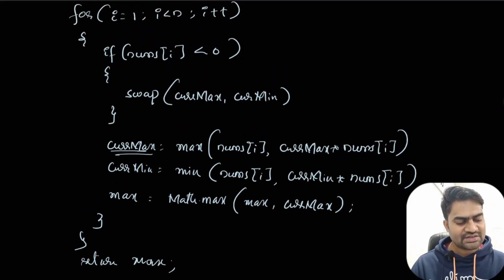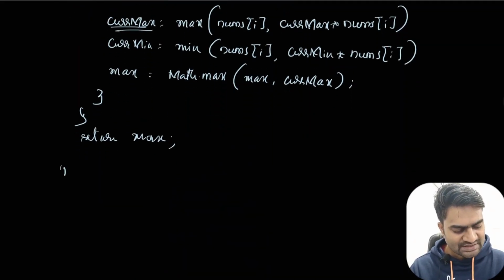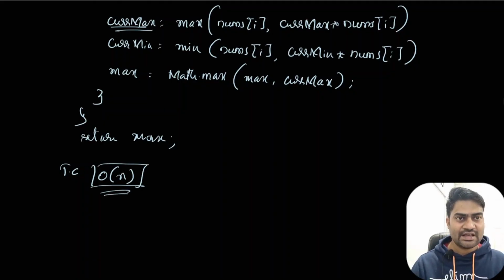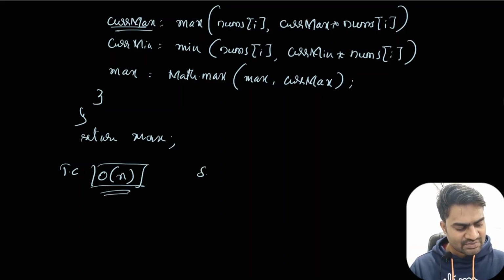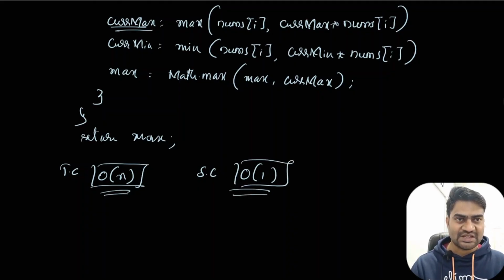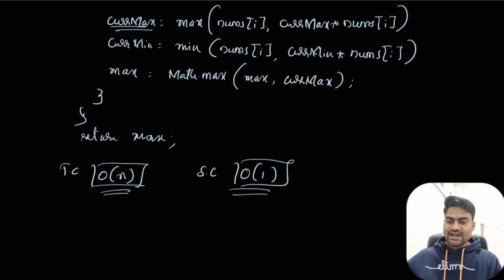So this all happens in only one iteration. That's why our time complexity is of order n. So this is basically a linear time algorithm. Now the space complexity: since we are not using anything extra, it will be of constant space, O of 1. So with this, let us try to execute this and see.